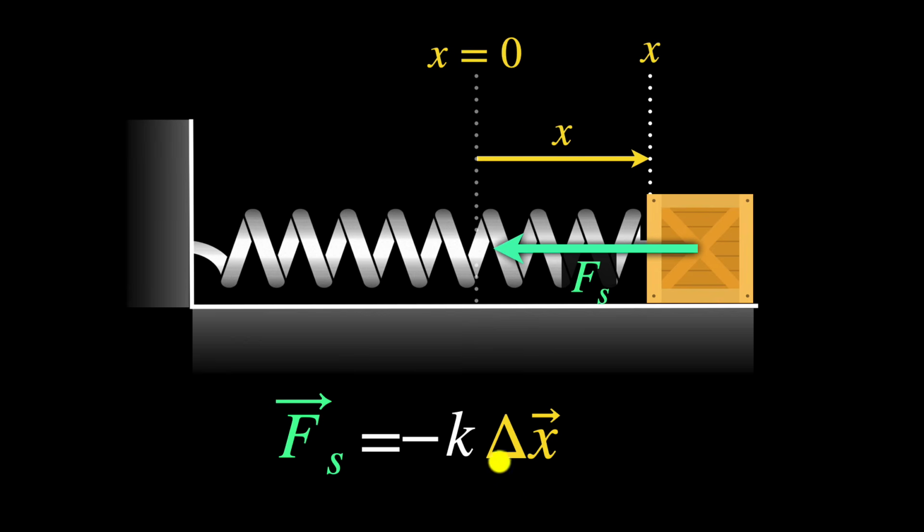So what's the magnitude of this displacement vector? Well, it's just x. And what's the direction of this displacement vector? Well, if we choose the right direction as our positive x direction, then we can represent the direction using i hat, the unit vector in the positive x direction. So we can say delta x is x i hat. And now I have represented this in terms of the position vector.